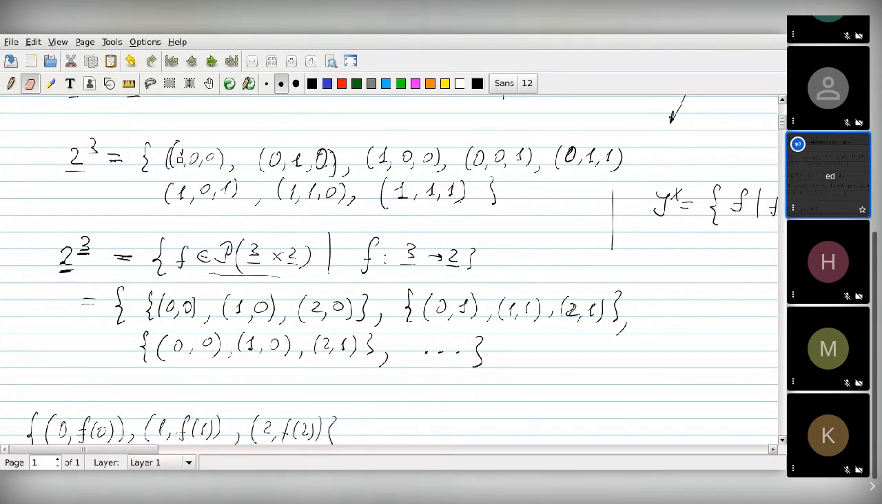Let's have a look at this triplet. 0, 0, 0. We may think that this triplet somehow encodes our first function. Why? We can interpret our first coordinate as the value at 0, our second coordinate as the value at 1, and the third coordinate as the value at 2. Is it clear?